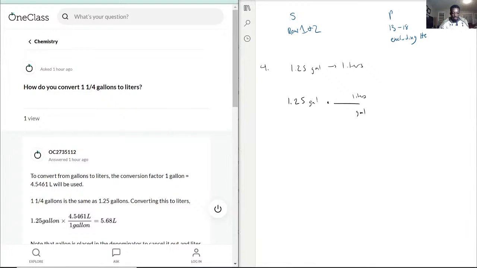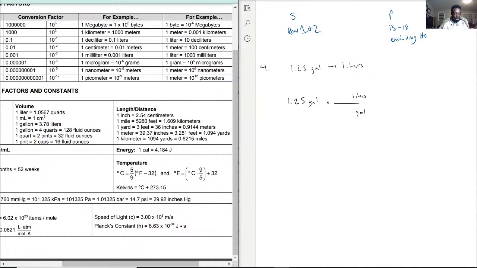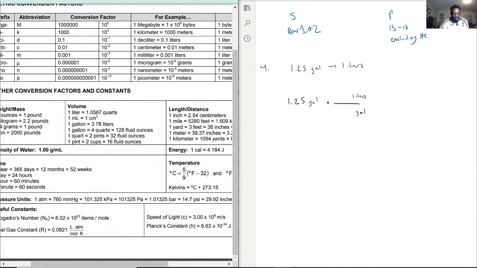So let's see what our conversion table tells us. In volume, 1 gallon is 3.78 liters. So 3.78 on top, and 1 luckily for us at the bottom. So then we multiply those two together. So 1.25 times 3.78, what do we get?